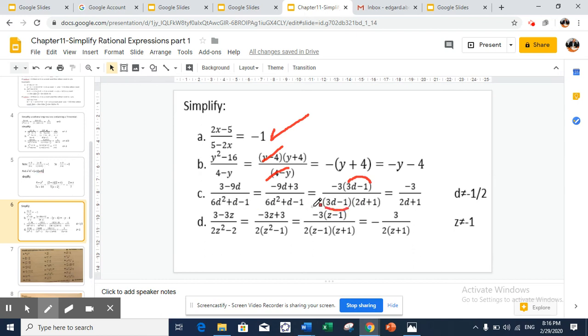So 6d squared divided by 3d is 2d. Minus 1 divided by minus 1 is plus 1. Let us check if this factorizing is correct. So 3d minus 2d. 3d minus 2d is d. So 100% it's correct. So I can simplify these two. I'm left with that one. Denominator cannot be 0. 2d plus 1 not 0. 2d not minus 1. d not equal minus half condition.